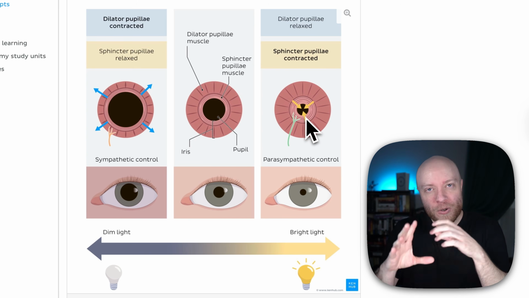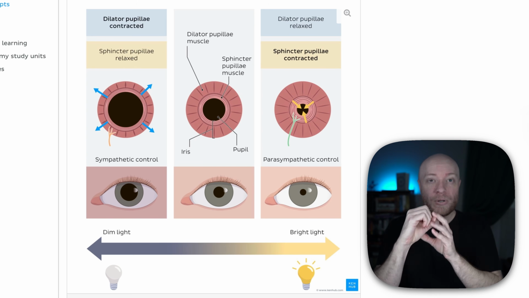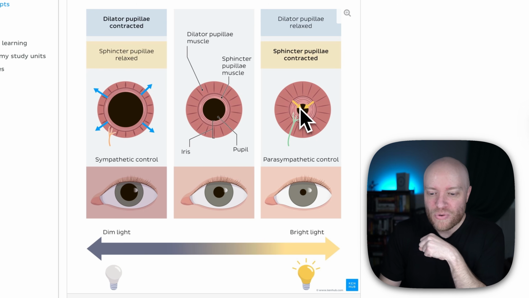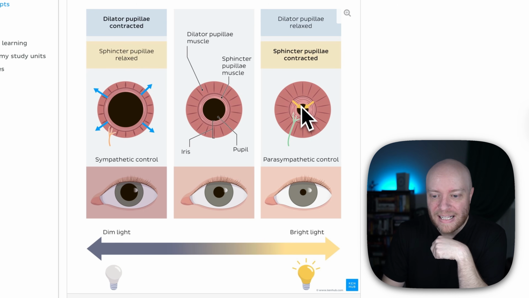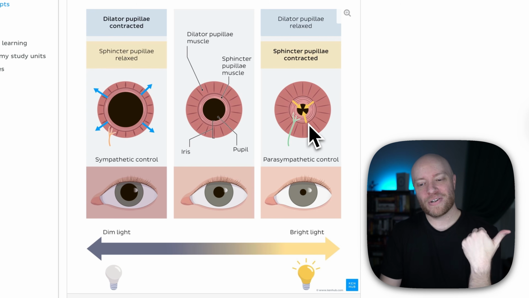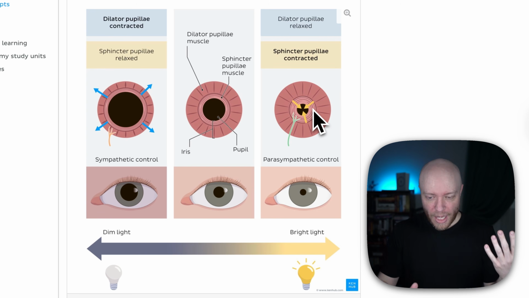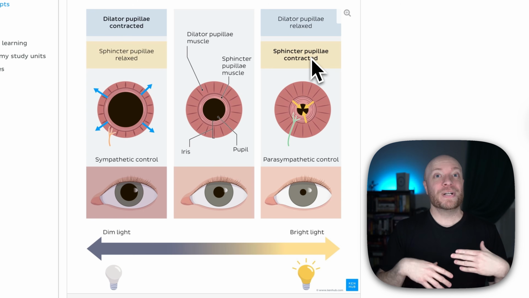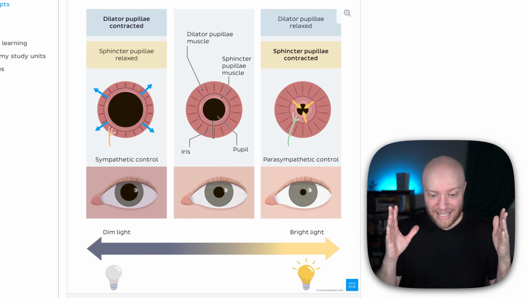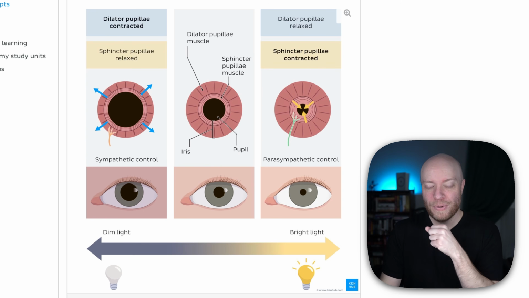And so the sphincter pupillae, the circular muscle, is going to constrict, and that is just going to decrease the size of the pupil. And that's exactly what these yellow arrows are trying to show you, that everything went down. So a way to say this is the function of the sphincter pupillae is to constrict the pupil. That is the purpose of the sphincter pupillae.